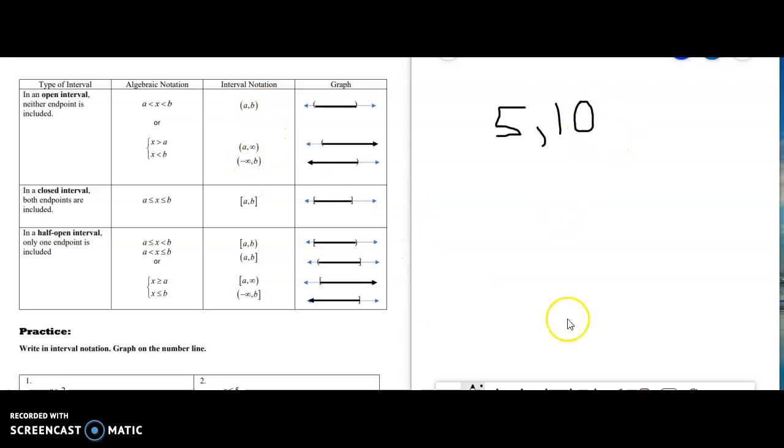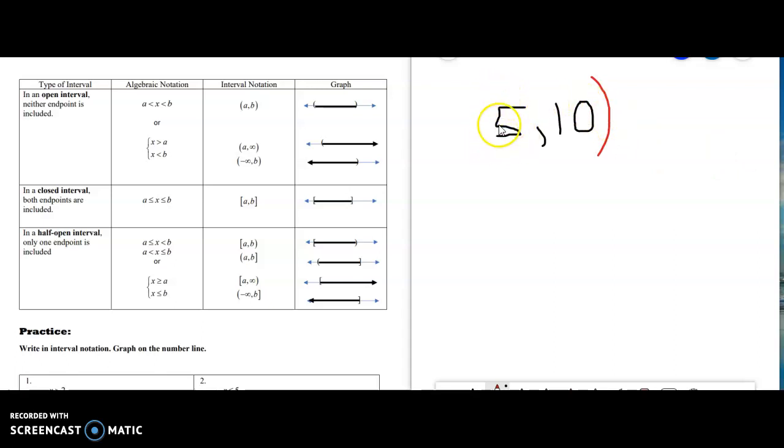Okay? If I would use, let me use a different color here, if I would use a parentheses, a curved parentheses, that indicates that I want to include all the numbers up till 10, but not 10 itself. So I'm going to include 9, 9.1, 9.2, dot, dot, dot, 9.9, 9.999, 9.99999, but I'm not actually including 10. Okay, that's what this parentheses means.